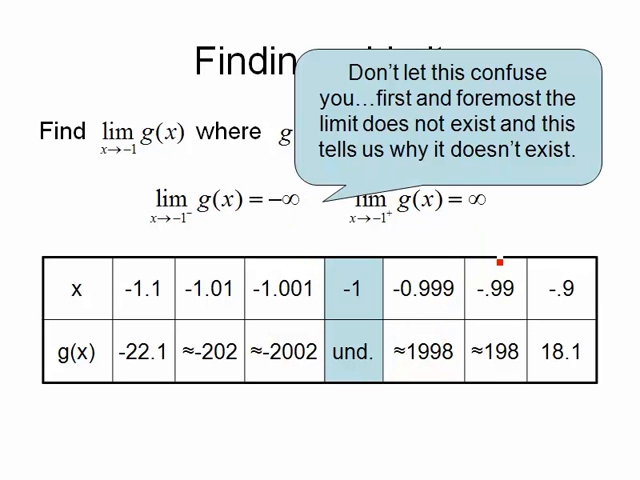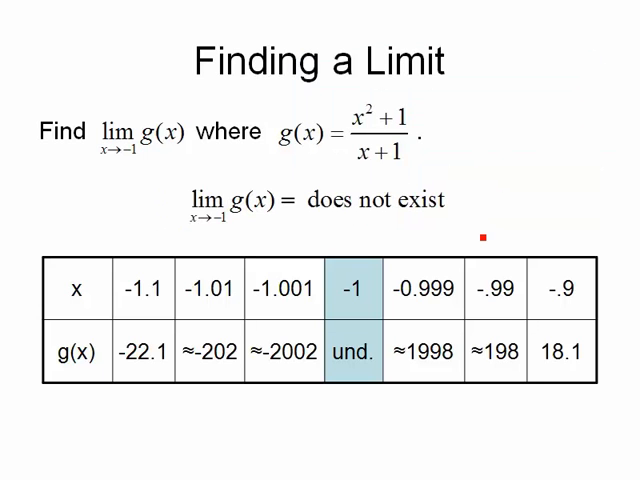Don't let this confuse you. First and foremost, the limit does not exist. And this just tells us why it doesn't exist. Either the values are getting really, really negative or really, really positive. What we would write here for the two-sided limit is as x approaches negative 1, g of x does not exist. It doesn't get closer to some value.